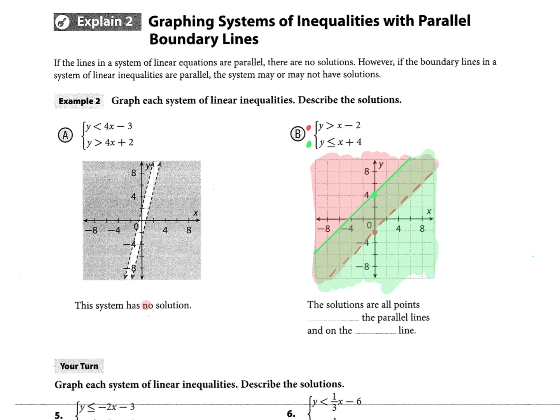So the solutions are all the points between the parallel lines and on the solid line, or that green line. You can describe it as you drew it, or you can write the inequality down there. The solid line also has the solutions.